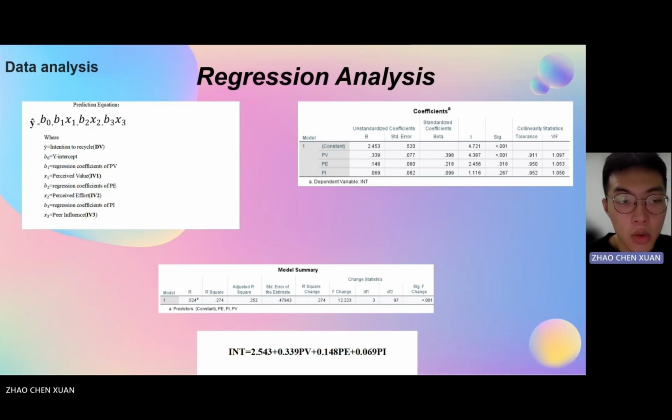INT is equal to 2.543 plus 0.33 peer perceived value plus 0.148 peer perceived effort plus 0.069 peer influence.